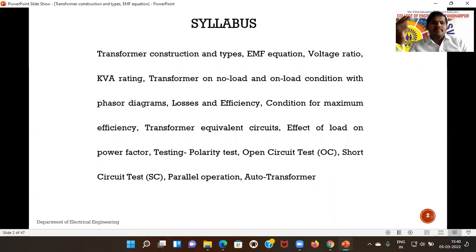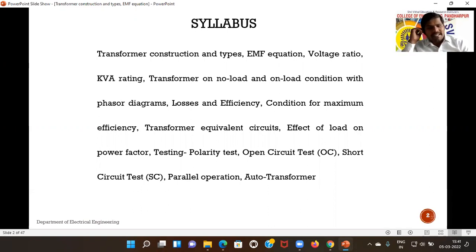Then the transformer equivalent circuit and the effect of load on the power factor. That means, there are different types of load like resistive load, inductive load, or capacitive load. According to this, what is the effect of that load on the power factor? Power factor has a high effect.